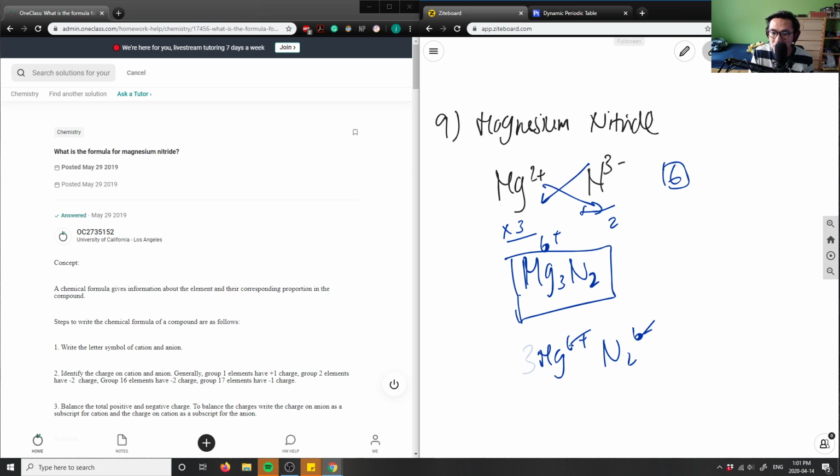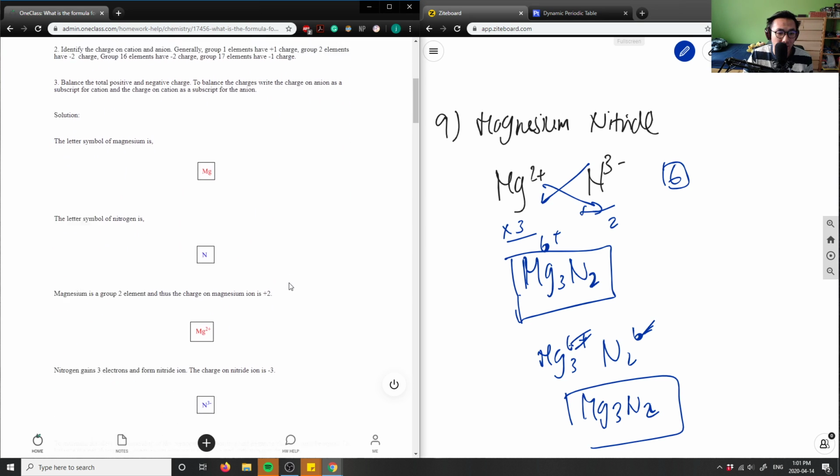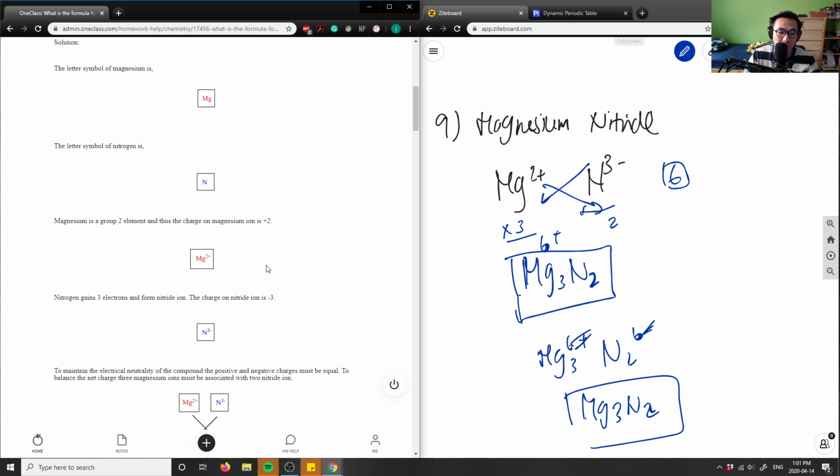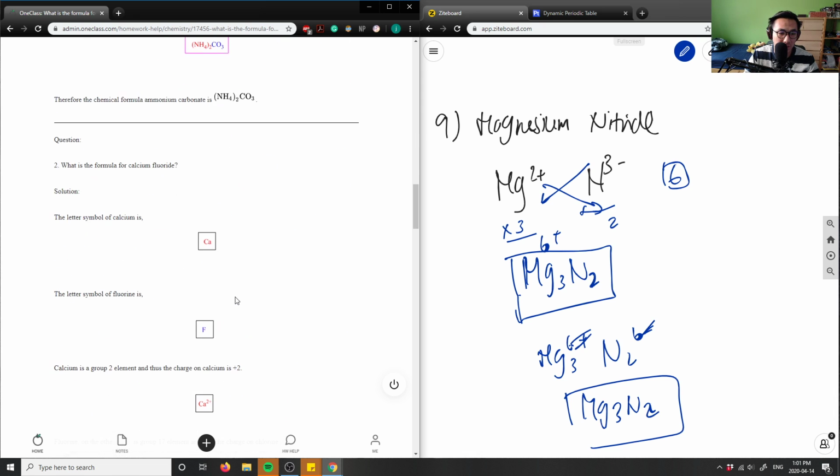Sorry, this is not 3 here. This here would be 3. And then these charges cancel out to get Mg3N2. So either way you look at it, you get Mg3N2, which is the answer. Mg3N2 is our answer. So there are 2 ways to look at it, the neutral method and the crisscross method. But this here is a good solution.